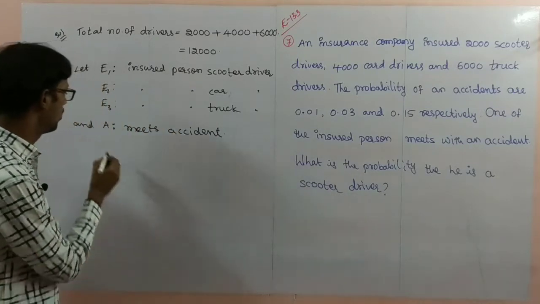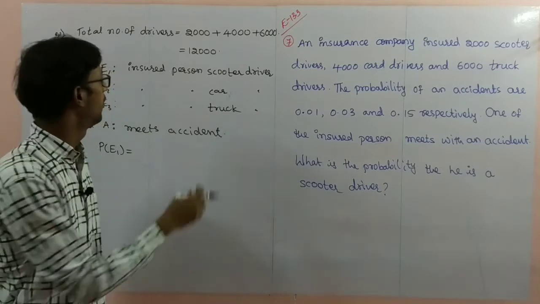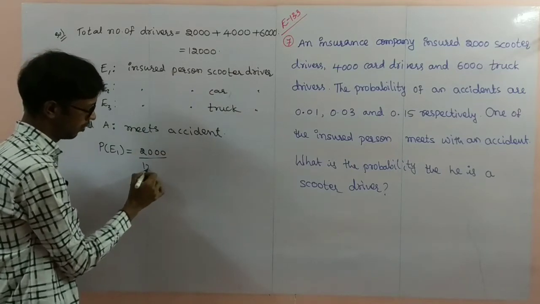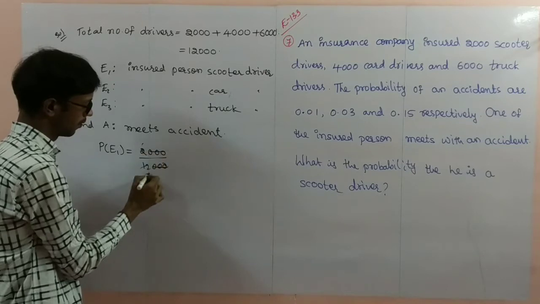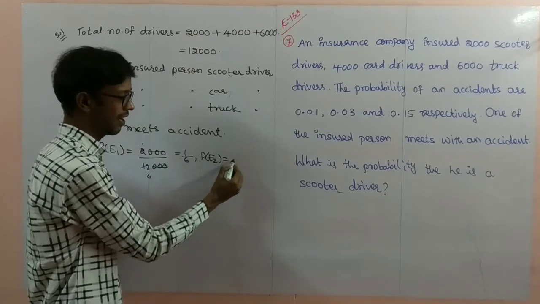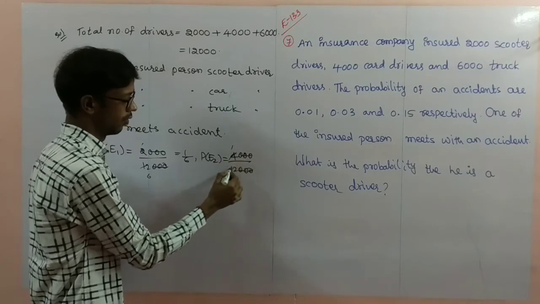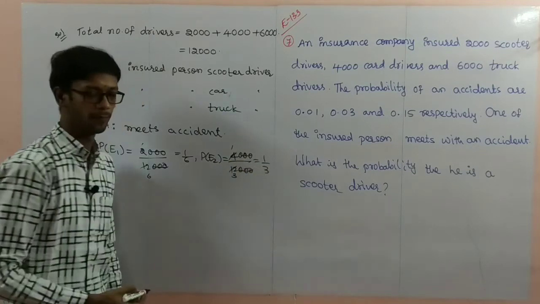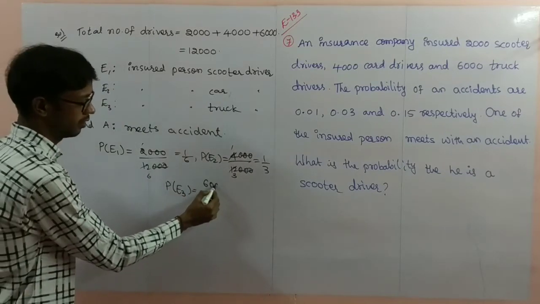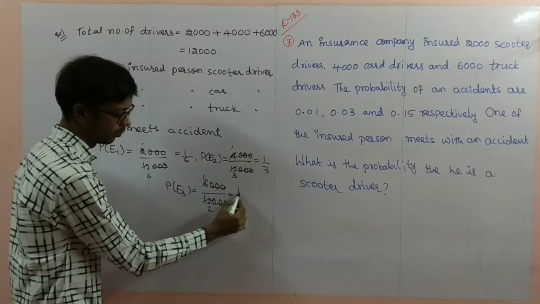So now I'll write down the probability of E1. Probability of E1 is favorable of scooter drivers. Scooter drivers is 2000 divided by 12,000, that is 1 by 6. Next, probability of E2: car drivers 4000 divided by 12,000, that is 1 by 3. Probability of E3 is 6000 divided by 12,000, that is 1 by 2.